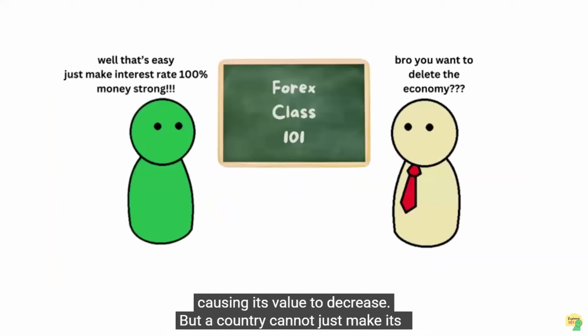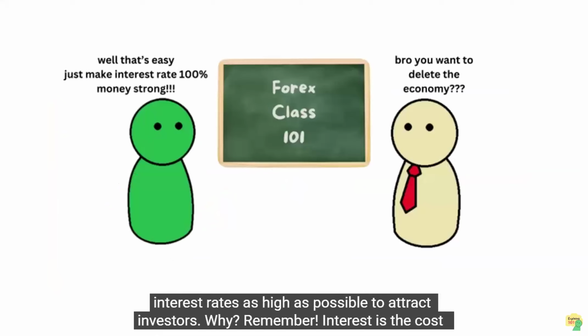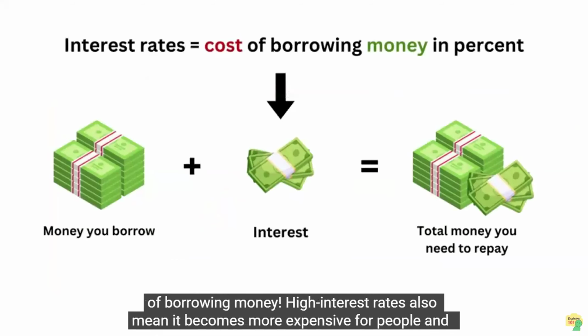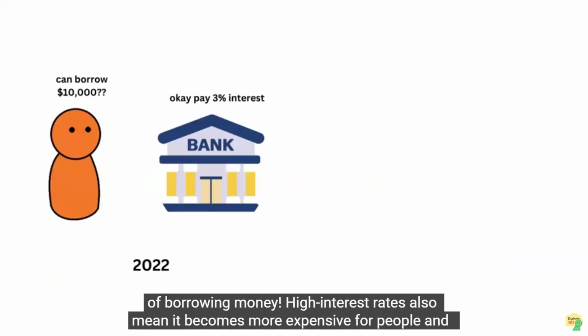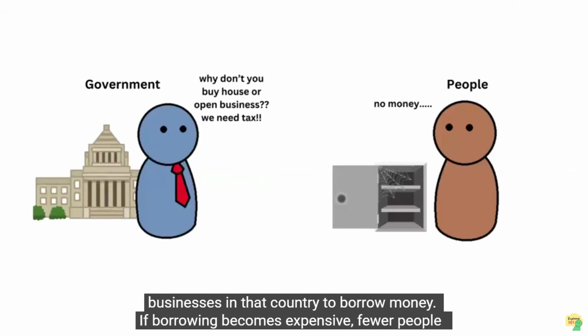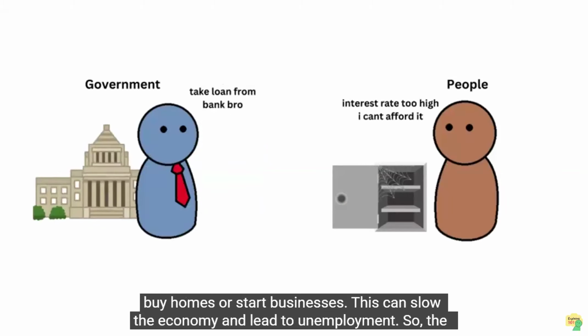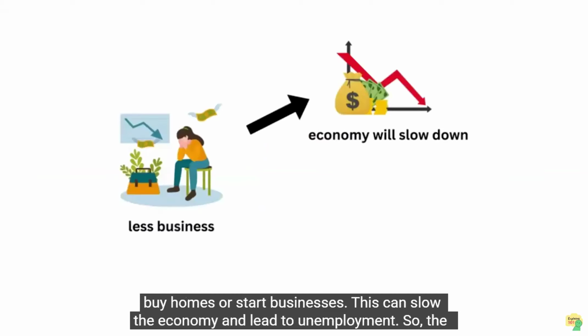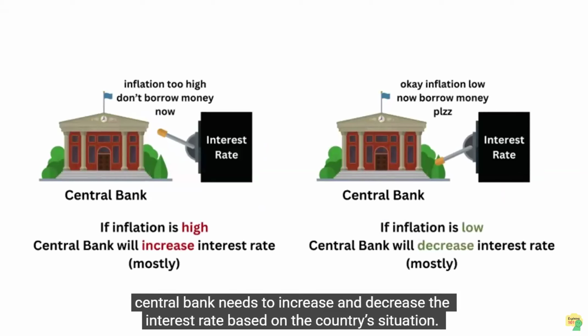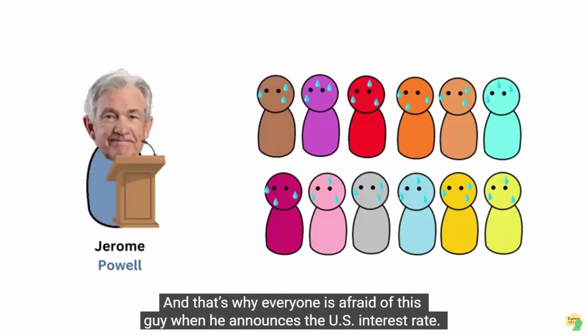But a country cannot just make its interest rates as high as possible to attract investors. Why? Remember, interest is the cost of borrowing money. High interest rates also mean it becomes more expensive for people and businesses in that country to borrow money. If borrowing becomes expensive, fewer people buy homes or start businesses. This can slow the economy and lead to unemployment. So, the central bank needs to increase and decrease the interest rate based on the country's situation. And that's why everyone is afraid of this guy when he announces the US interest rate.